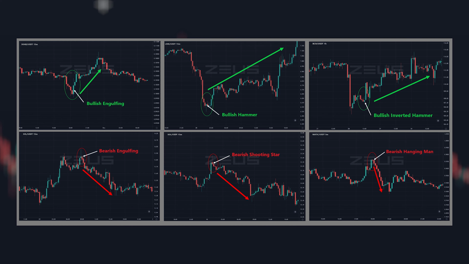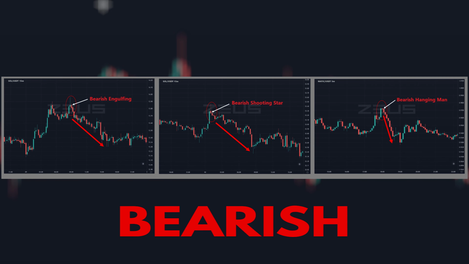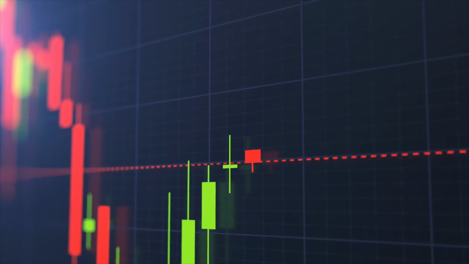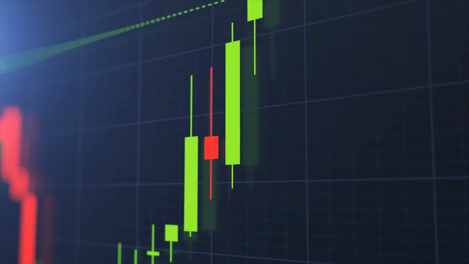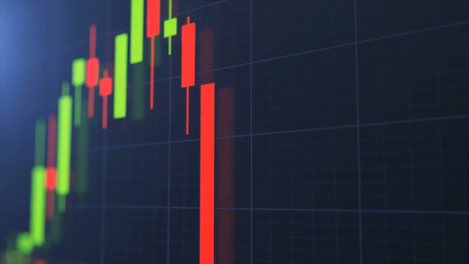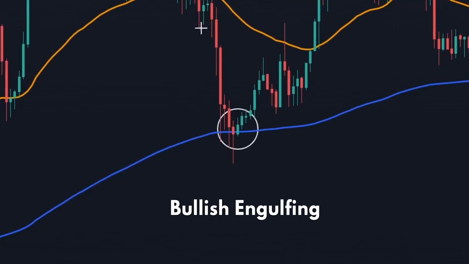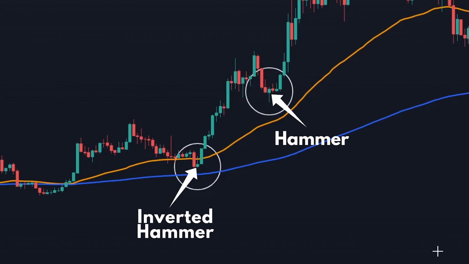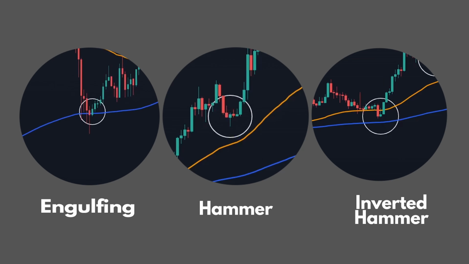Now let's divide candlestick patterns into bullish and bearish ones, and take a look at how to identify these patterns on the chart. The 3 most common bullish candlestick patterns can be identified by spotting these bullish candles. Bullish engulfing candle. The body of the green candle is bigger than the body of the previous red candle. Hammer candle, and inverted hammer candle. In all 3 patterns, you can see that there were a few red candles in a row, and then a green candle came, which confirmed the bullish signal.